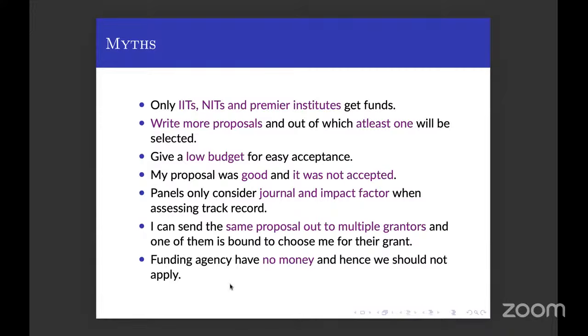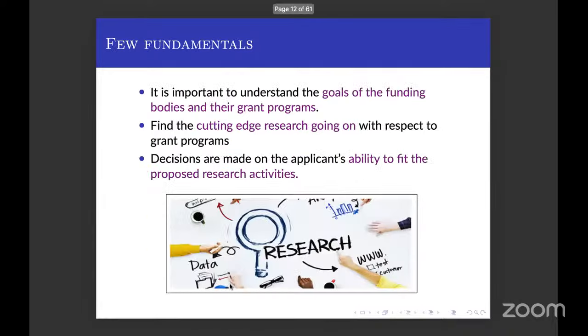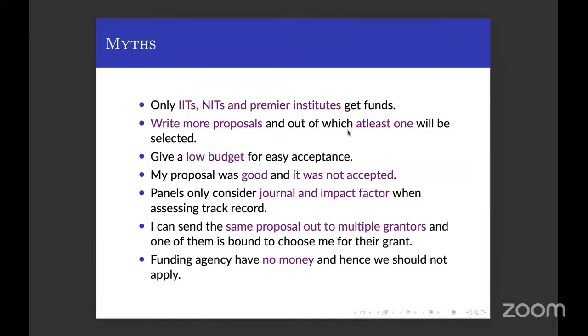Now I'll clear all the myths one by one. If I say only IITs, NITs, and premier institutes get funds, that is very wrong. The reason behind it is that IITs, NITs, and premier institutes' faculty are trained for writing better proposals, whereas we are not into that business. So the claim that only IITs, NITs, and premier institutes get funds is totally wrong. Write more proposals? The reason behind it is, if you write only one proposal in a very good quality and submit it, there is a good chance of getting it. You are giving effort to 10 proposals, 10 different ideas, but if you give the same time to a single proposal, I think your proposal will get selected.